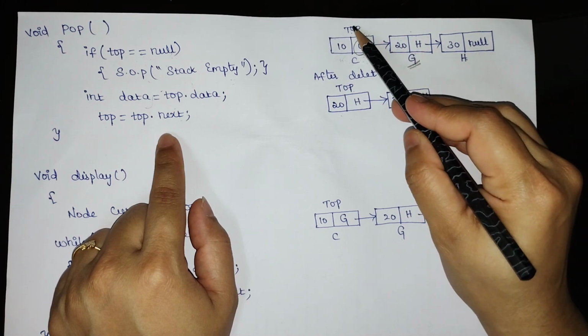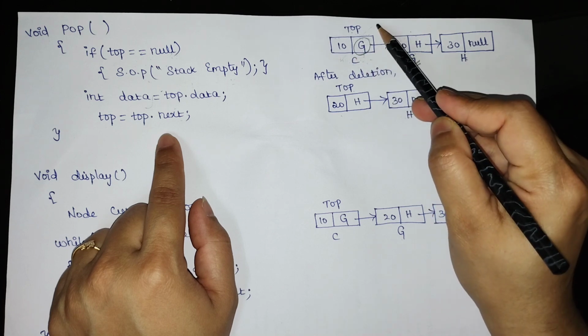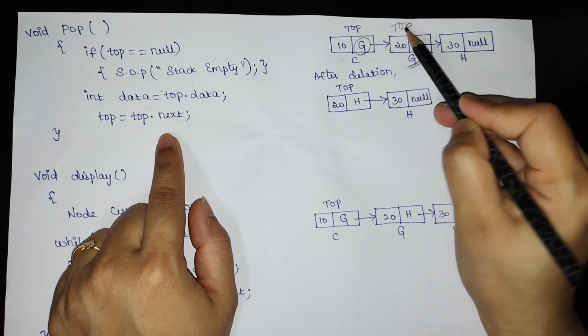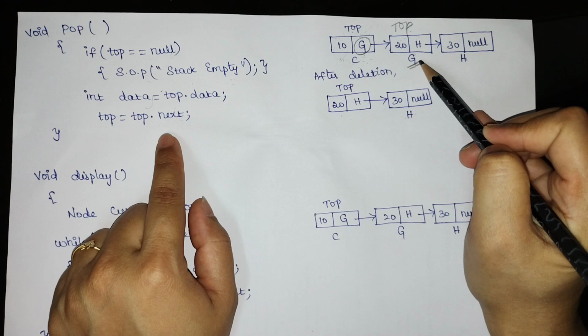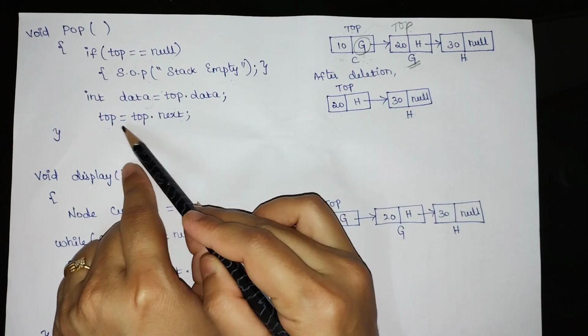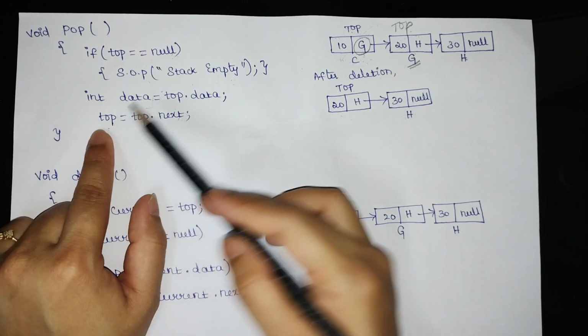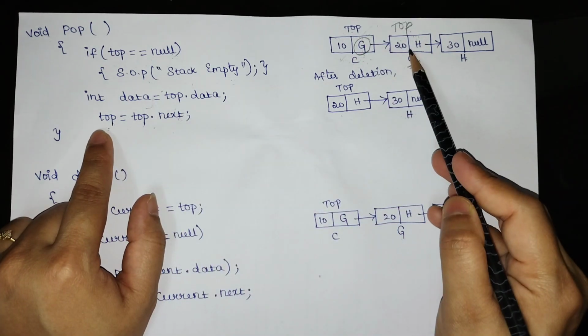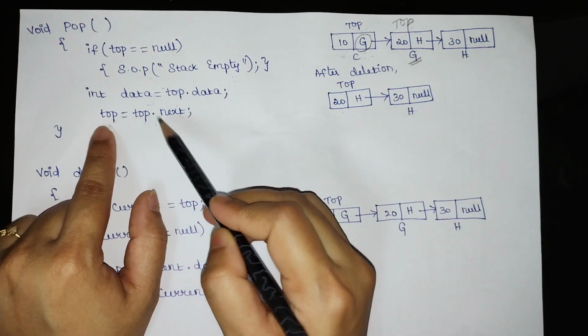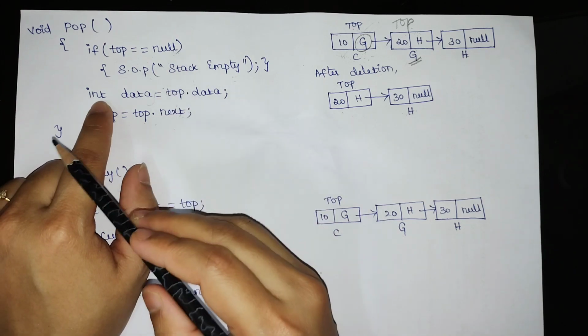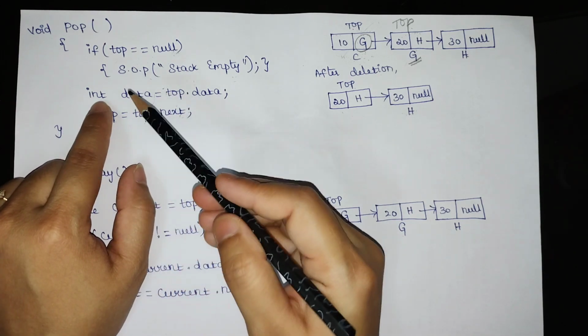So this is the link for the next node. If you assign this top dot next as your top, then automatically your top will be pointing to this location. So that is what happened here: top is equal to top dot next. If you assign this top dot next to top, then this will change its position to here. And before doing this, I have also done the same which I did in the stack implementation using array.